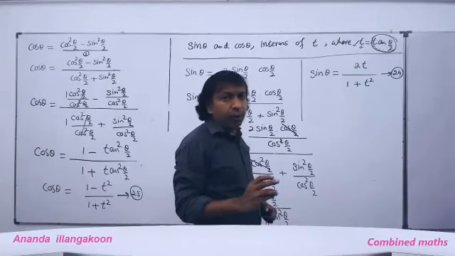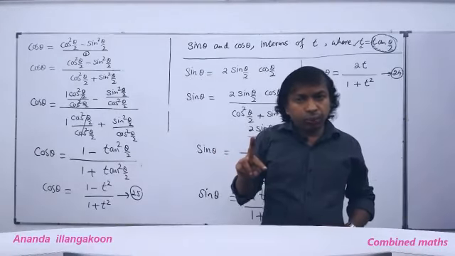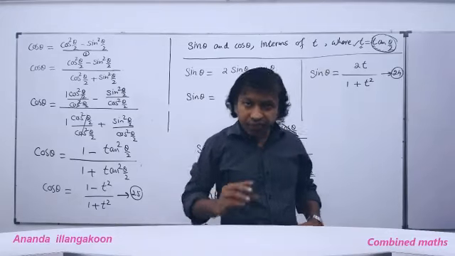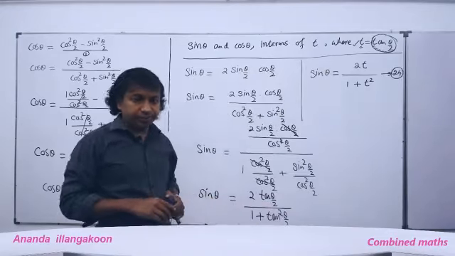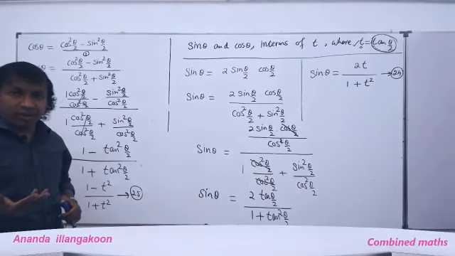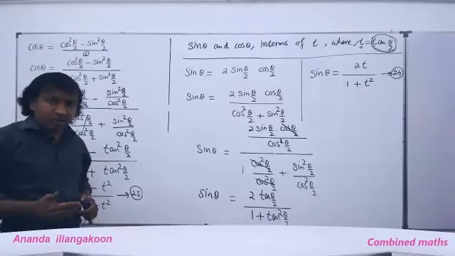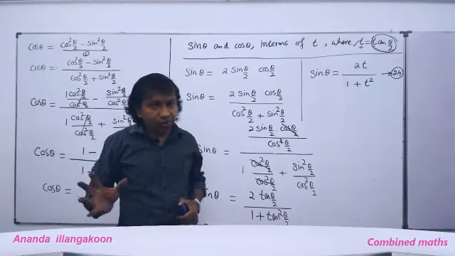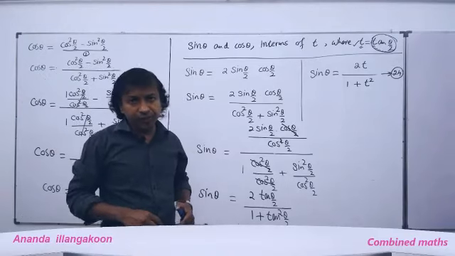26 and 27 formulae, writing sine 2 theta and cos 2 theta in terms of tan theta. That also we need in some simplifications, and when you work out a question in the future, like integration, differentiation and some other places where we come across simplifications, we need it.